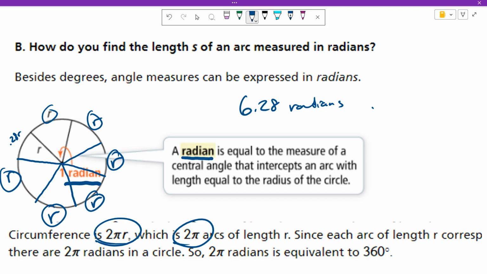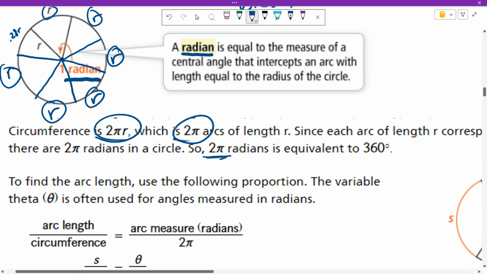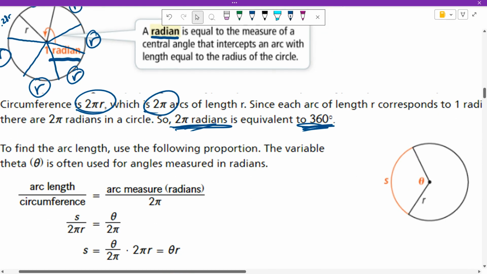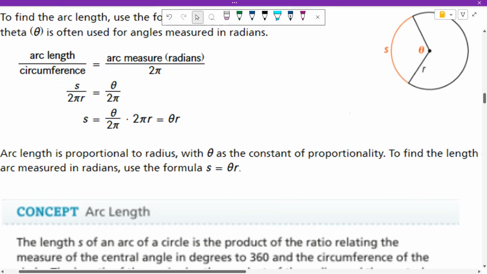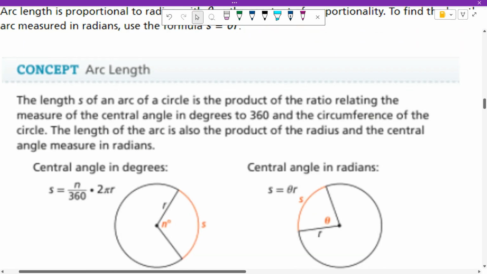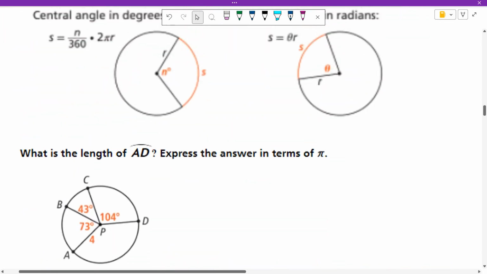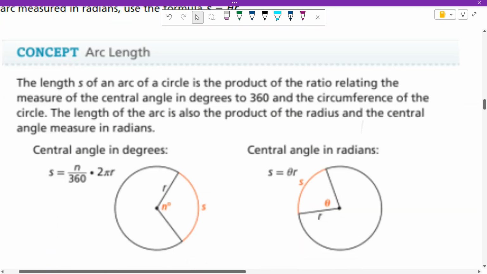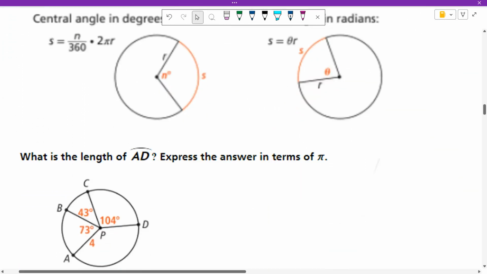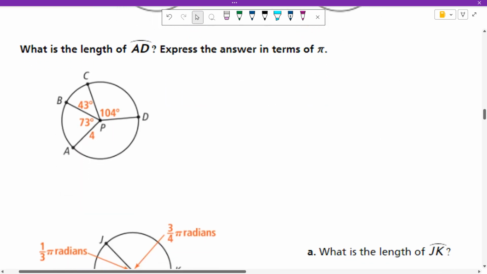Because the circumference is 2 pi r. So 2 pi radians is the same as 360 degrees. Radians are just a different way to measure things on circles. Now, we're not going to work with that too much, but we are going to work with it a little bit.